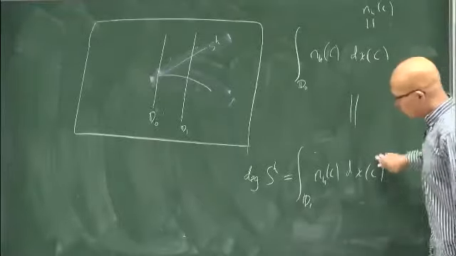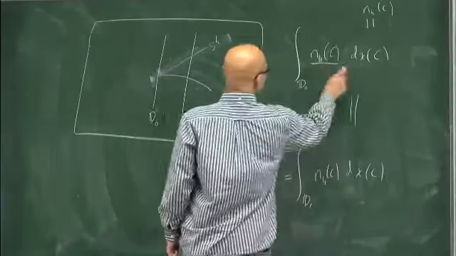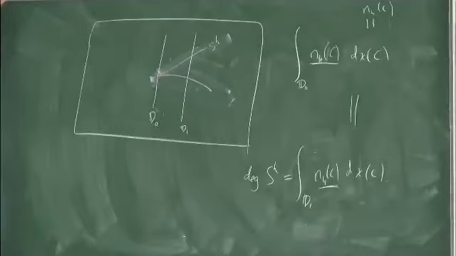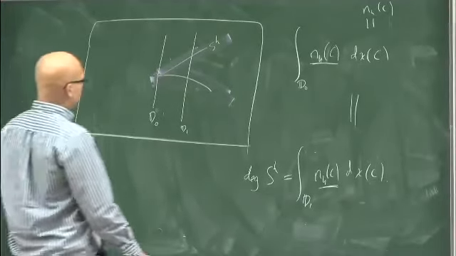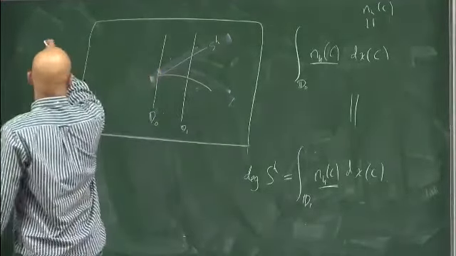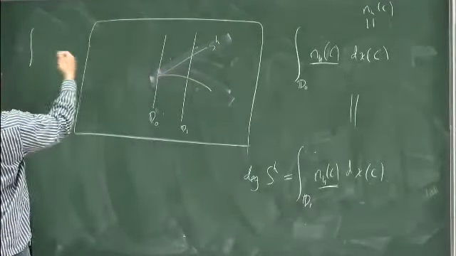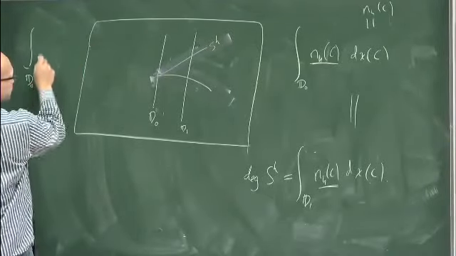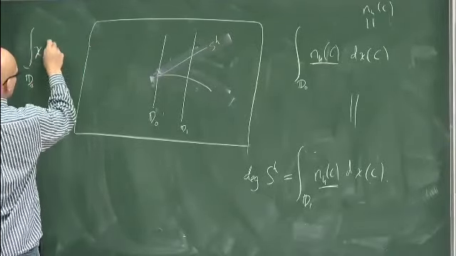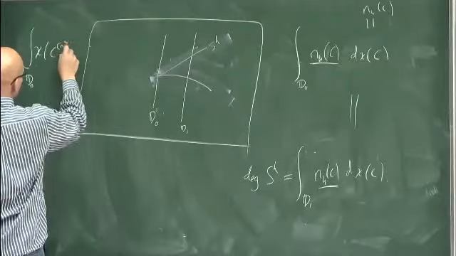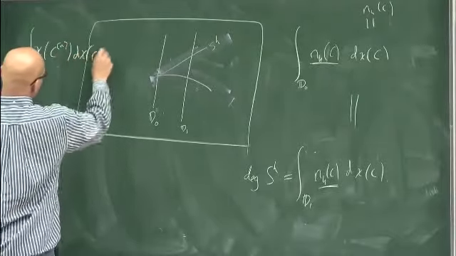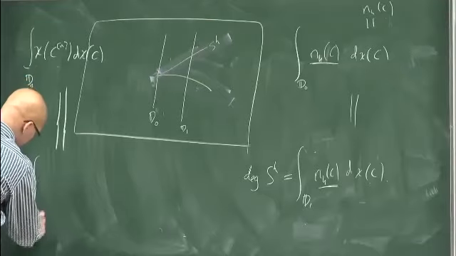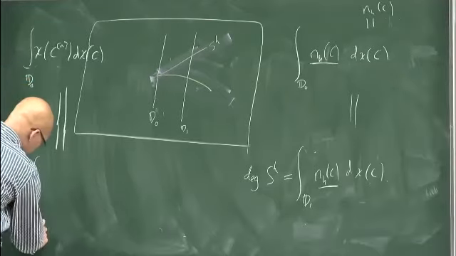Now, why are these two equal? Well, this and this are each written in terms of the Euler numbers of the Hilbert schemes. So it's enough to prove that for sufficiently many of these Hilbert schemes, the analogous integrals are equal. So I have to prove that.